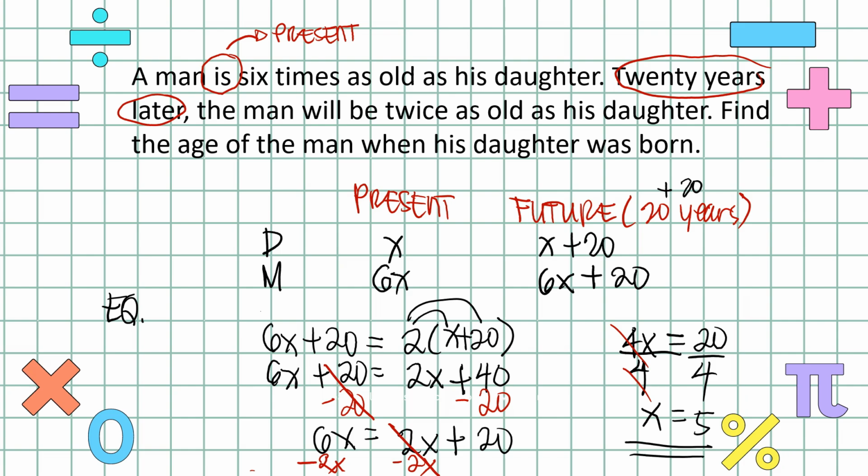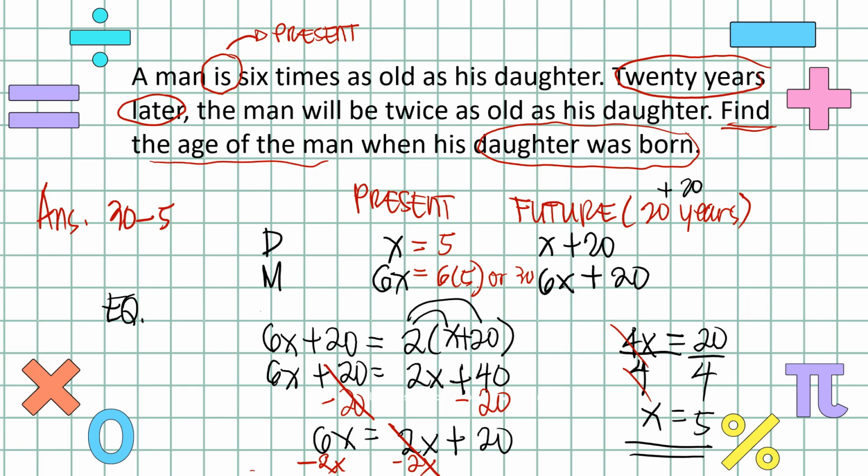And what is x? Based on our representation, it represents the daughter's present age. If the daughter's present age is 5, then the father's age is 6 times 5 or 30. But the question is, we need to find the age of the man when the daughter was born. So technically, the age of the daughter is still 0. So if the present age is 5, we subtract 5 from 30. So the answer will be 30 minus the current age of the daughter, which is 5, to mean that when the daughter was born, the father was 25 years old. And this will be our final answer.